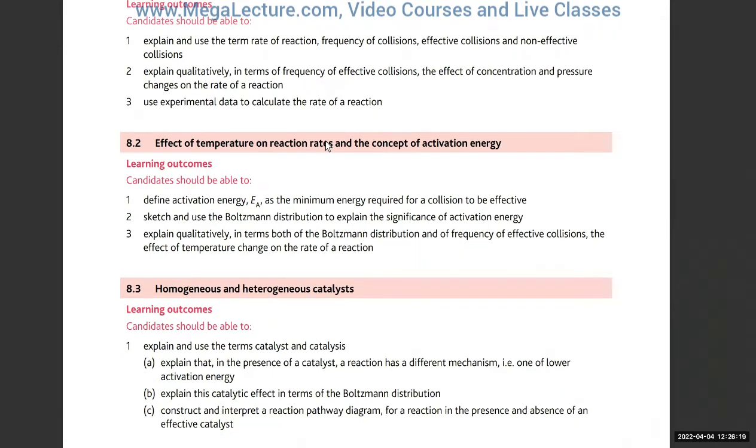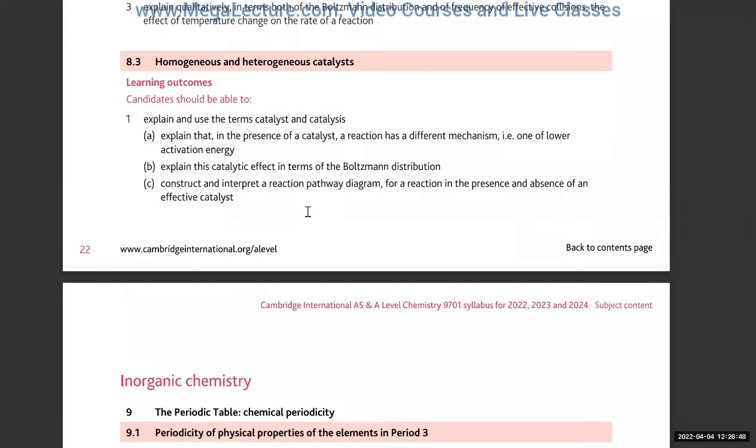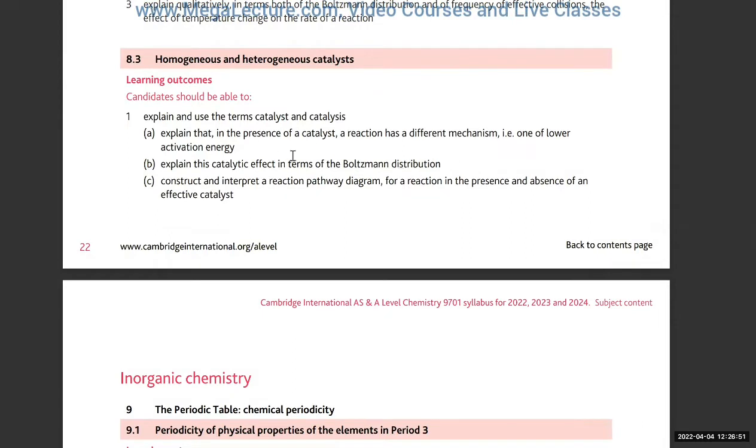Now we're going to move towards the catalyst part. I'll explain a bit about catalysts. The working of a catalyst is still in A2, so you don't have to know how a catalyst works. You need to explain that in the presence of a catalyst, the reaction follows a different mechanism, one of lower activation energy, and explain this catalytic effect in terms of a reaction pathway diagram. It doesn't say here what a homogeneous and heterogeneous catalyst is, but I'm going to describe that. It's just one point.